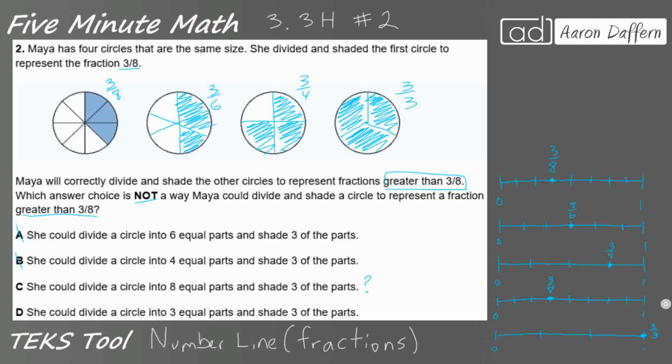So those are the 3 ways to do it. The one way to not show a fraction greater than 3/8 is to make 3/8. Answer is C.